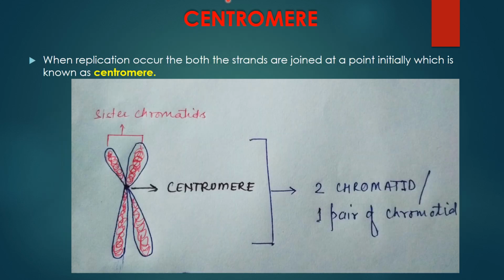Now let's talk about the centromere. When the replication occurs, both the strands are joined or attached at a point, and that point is known as the centromere.